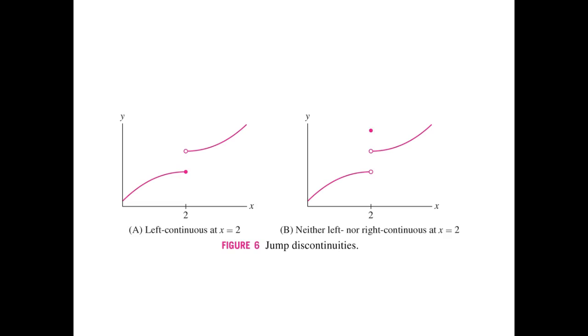Neither the left nor the right functions are continuous here. This one is left continuous because f of 2 is the limit of f as x approaches 2 from the left, but it's not right continuous because the limit of f as x approaches 2 from the right would be here, but f of 2 would be down here. These are neither left continuous nor right continuous because the value is neither one of those values. But those are both discontinuities.